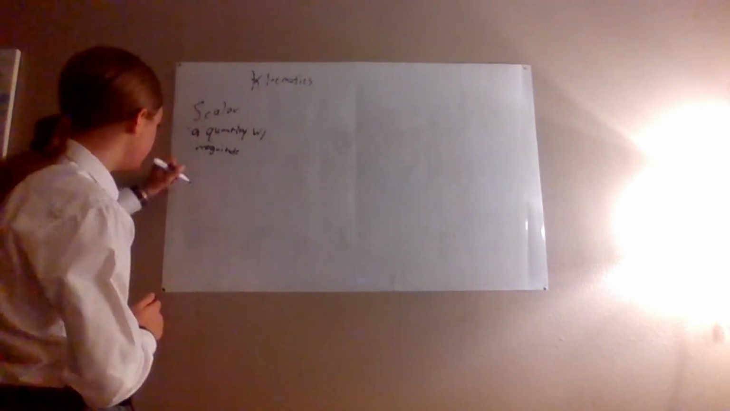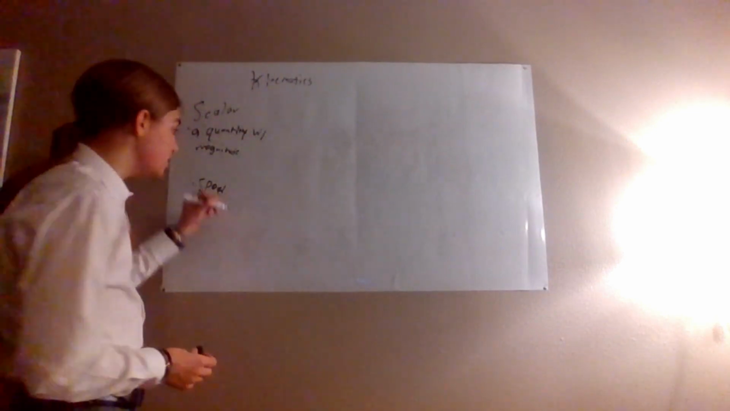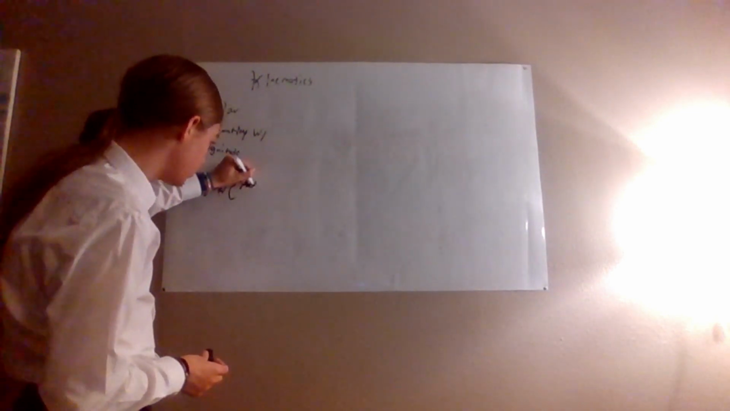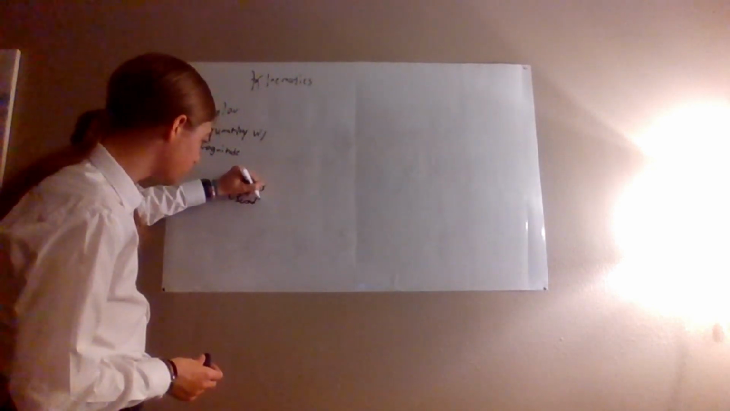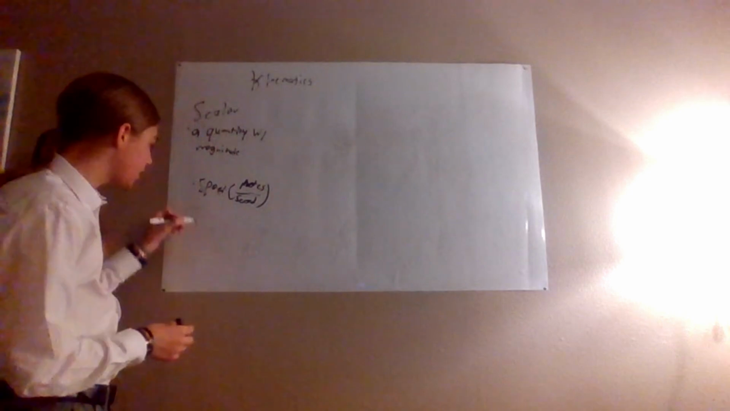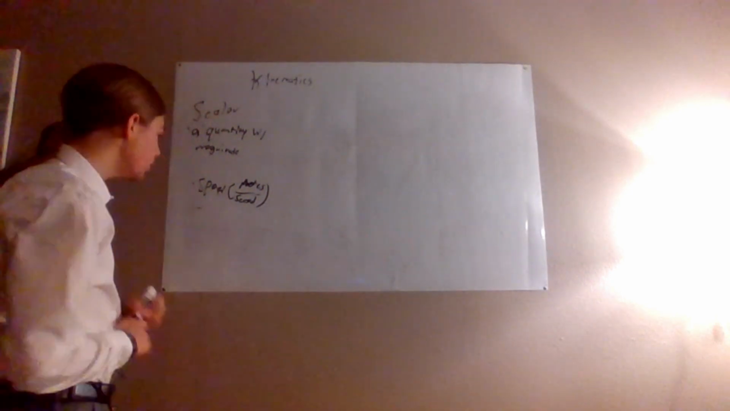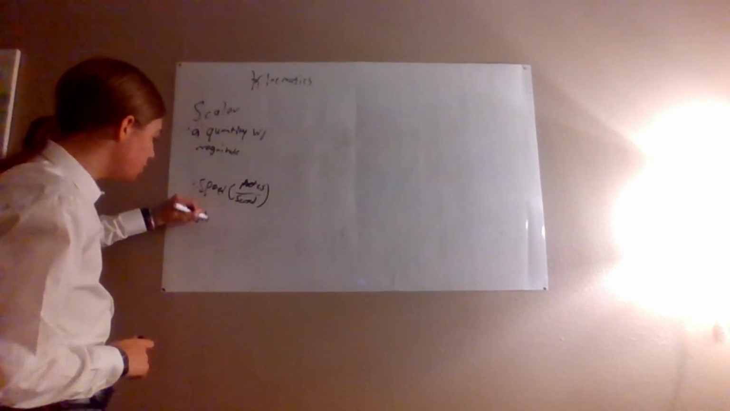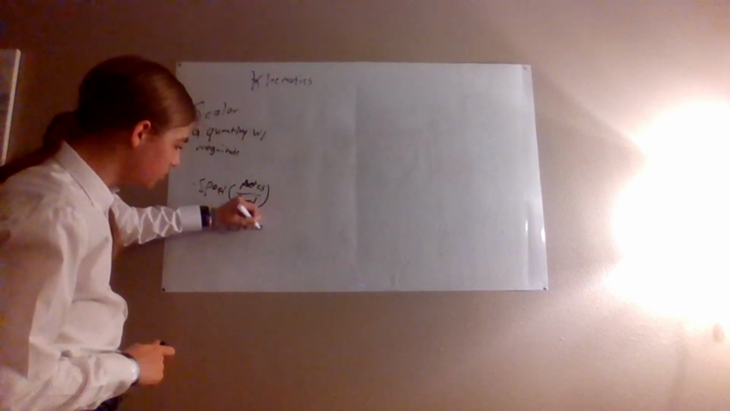Some examples would be speed. The standard unit for speed is meters per second. It's calculated with the distance you travel over a period of time. Another example would be mass. Its standard unit is the kilogram.